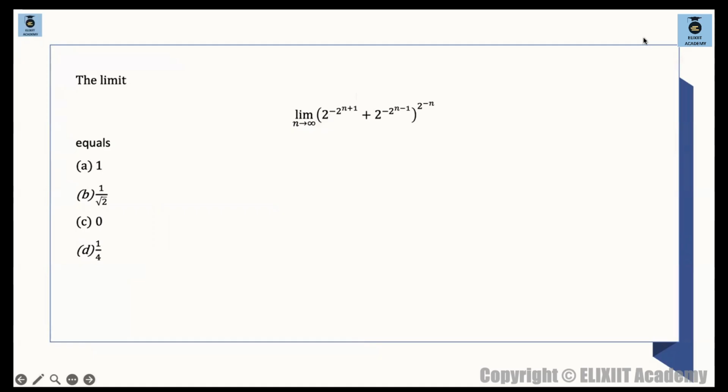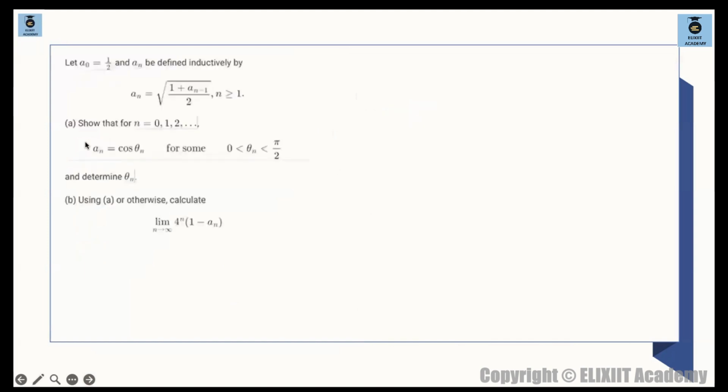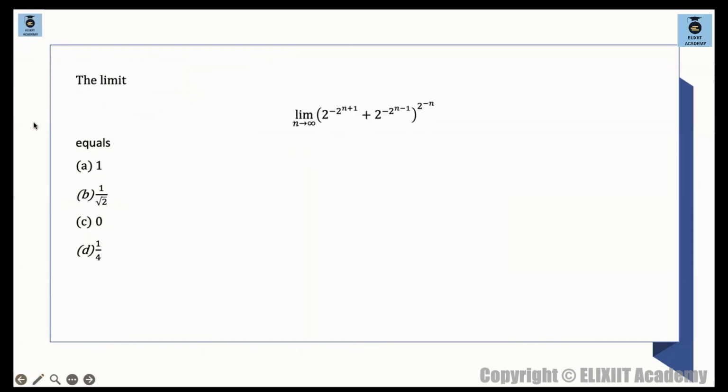The next question says: limit n tends to infinity, (2 to the power of minus 2 to the power of n plus 1, plus 2 to the power of minus 2 to the power of n minus 1), the whole raised to the power of 2 raised to the power of minus n. So many 2 raised to the power of n's are there, so I think it's better to first reduce this as much as possible.